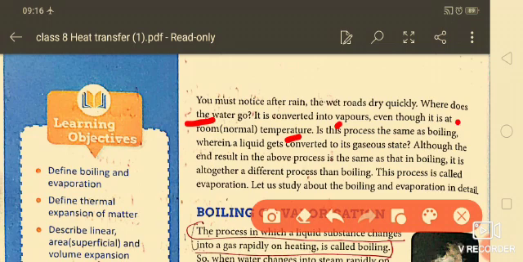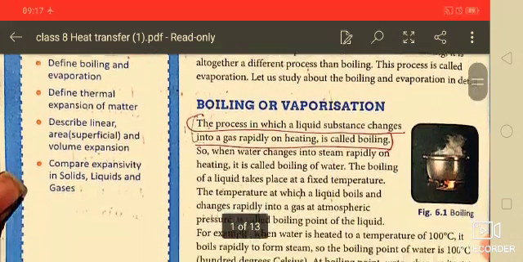And is this process the same as boiling? The question is whether this process is the same as boiling, wherein a liquid gets converted into gaseous state. Although the end result of the above process, that means the conversion of water into vapor, is the same as boiling, it is altogether a different process than boiling. This process is called evaporation. Okay. So let us study about boiling and evaporation in detail.